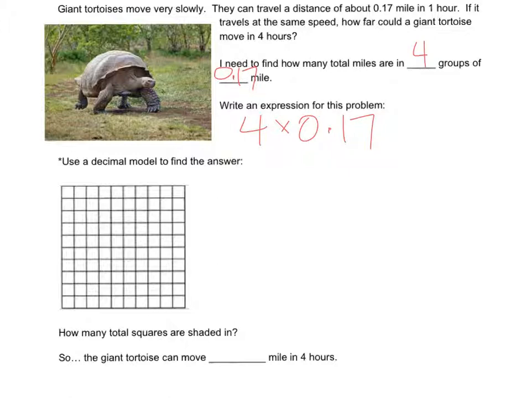Okay, to do that, we need to remember a few things. First of all, when we are looking at this decimal model, this box right here is 1 whole. Each of the columns is a 10th, and then each of the individual boxes inside those is 1/100th. So we are going to use this model to draw out 4 times 17/100ths.